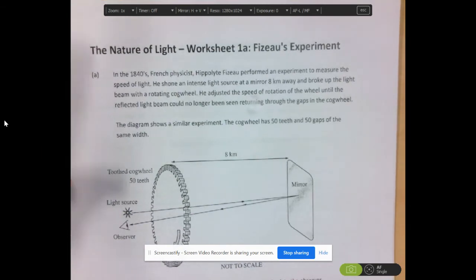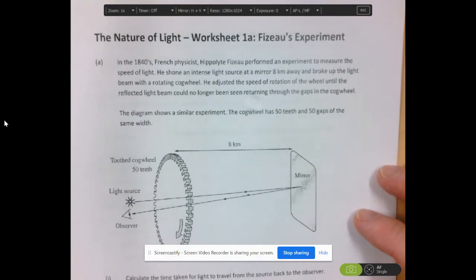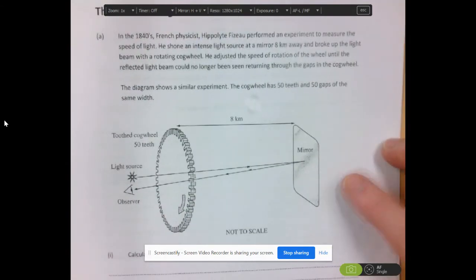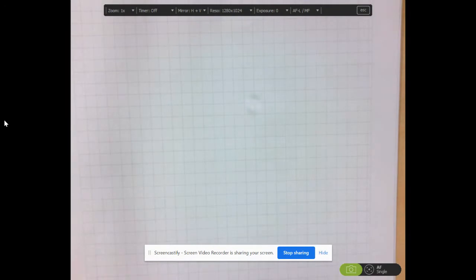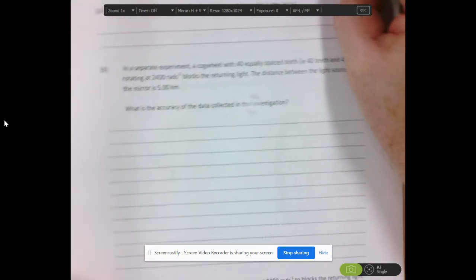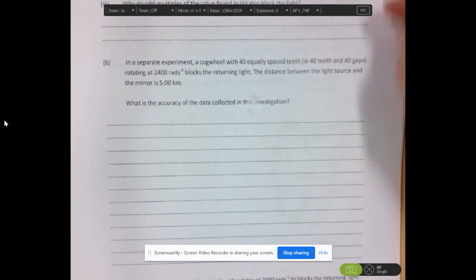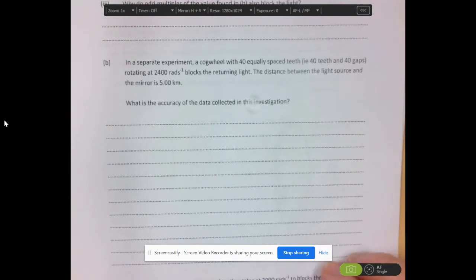Welcome. In the last video we went through the Fizeau experiment, and this was the worksheet that you were doing with me. We're now going to have a look at question two. Well, it's actually part B of this worksheet, and this is also a Fizeau experiment. This is where we're going to calculate the speed of light. So let's just read it together.